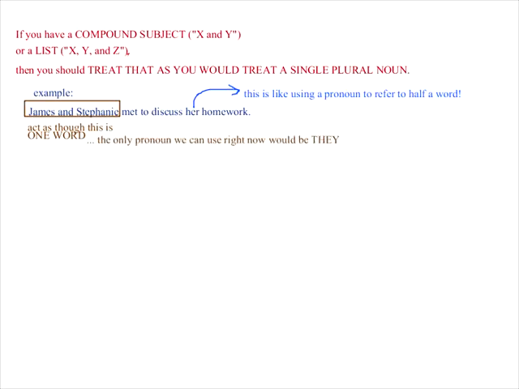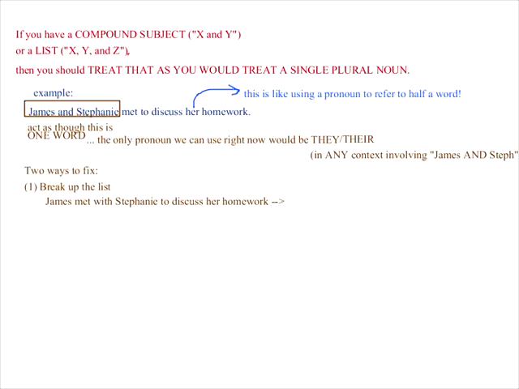So there's 2 ways to fix this. And both of them involve not using her, at least not using the way it is now. The first way to do it is to break up the list. So you could say something like, James met with Stephanie to discuss her homework. This is okay. Or there. Yeah, I mean, I'm not saying we can use it in this context. I'm just saying in any context involving James and Stephanie. So not just this one context.